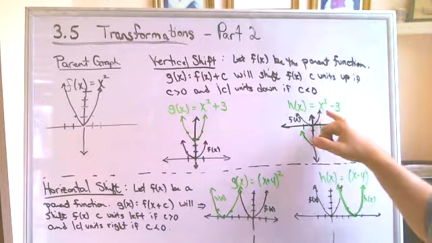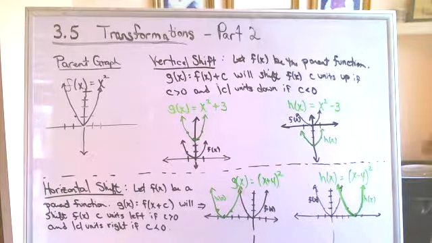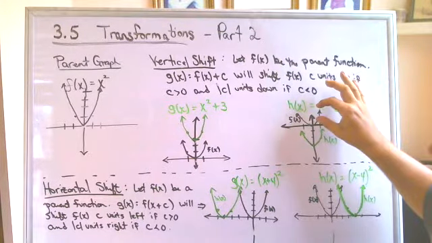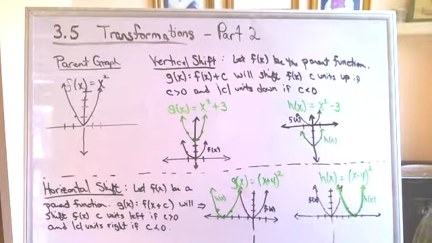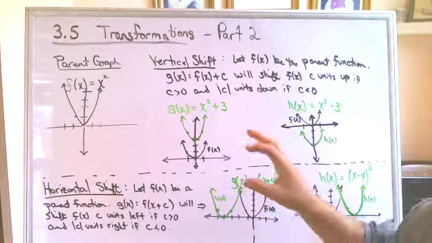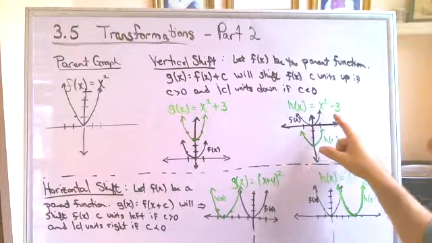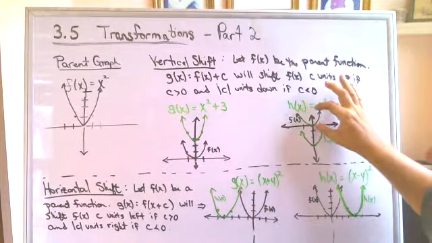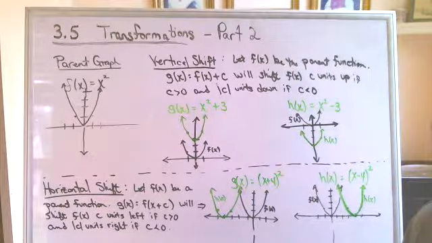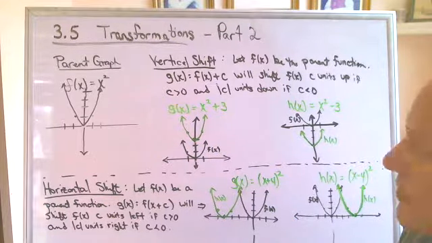And h of x is x squared minus 3. What it does is take the basic graph and move it 3 units down. Same shape, not distorted, it just moves 3 units down. If you notice, this was a negative 3. So if this was a negative 7, you take the black graph and move it down 7 units. So this is a vertical shift, up or down. Up if it's positive, down if it's negative. Okay? That's a vertical shift.